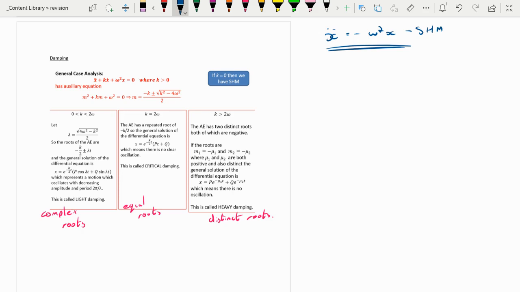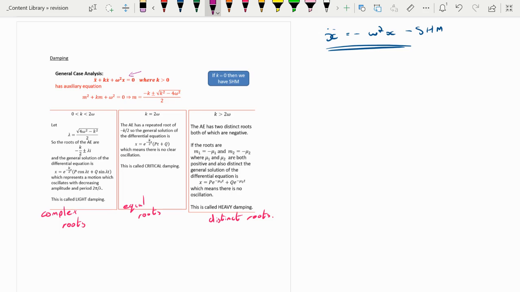This is when we use, for example, Newton's second law, and we end up with an equation that looks like this, where x double dot plus k x dot plus omega squared x equals 0. So we still have our components. We still have the omega squared x. We still have x double dot. We also have some sort of component of velocity in our equation.